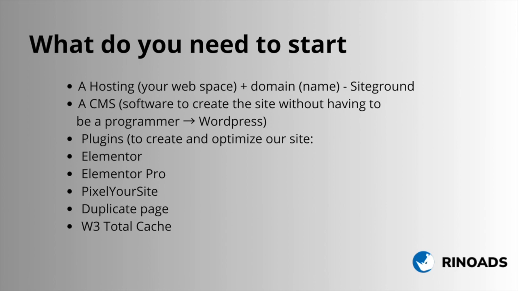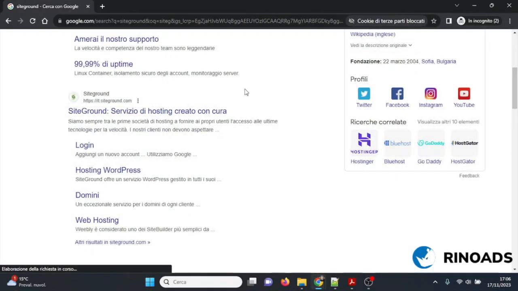Now, I'll show you very briefly how to go to SiteGround to create the site, and then I'll show you an example site and how WordPress works and how to install the plugins and all the other things. To access SiteGround, you can type SiteGround on Google and the siteground.com site will appear, open it, and you can very simply create your hosting.